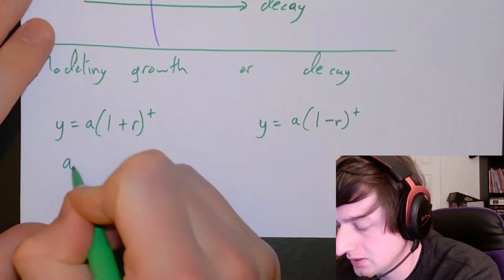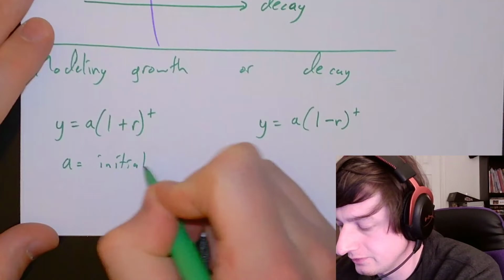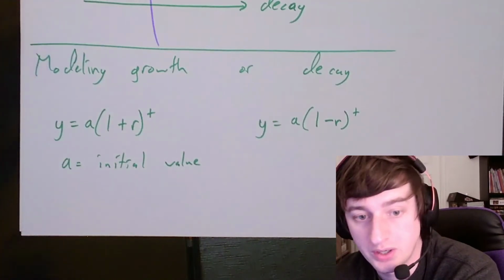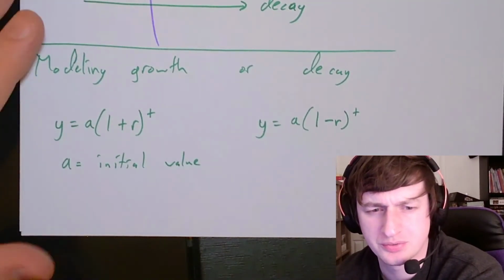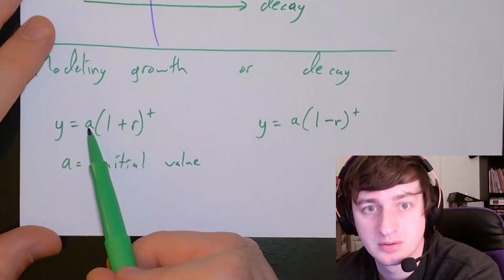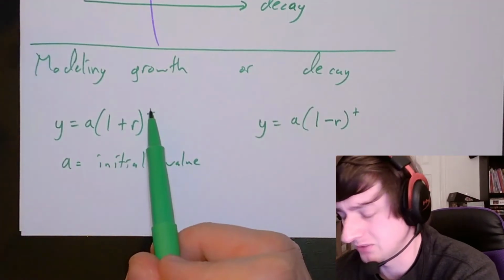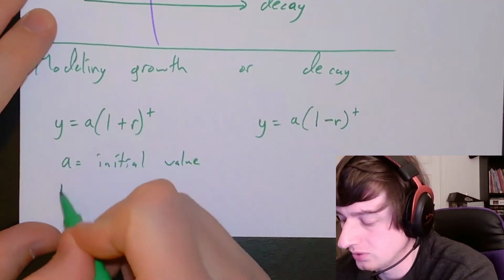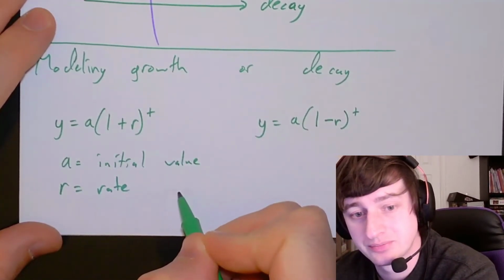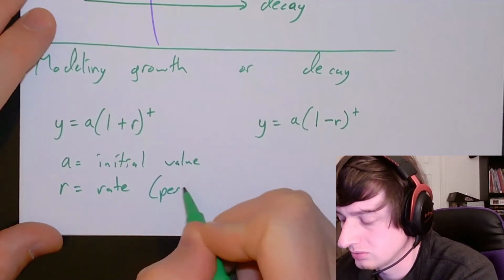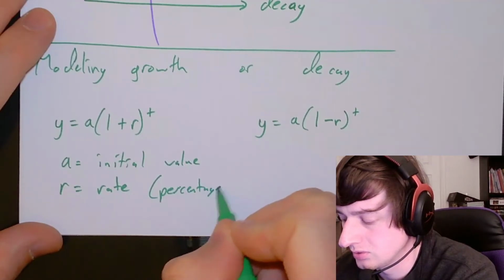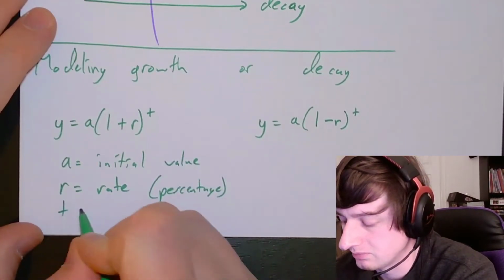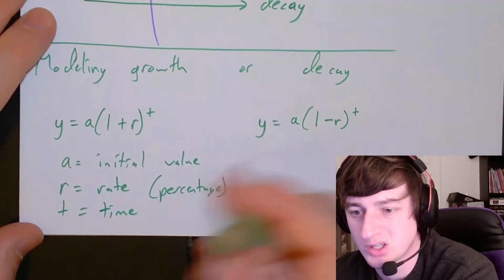Okay, some notes. A is the initial value. So if you started with $1,000 and you had a rate of 0.01, which would be not amazing, but also not awful, you'd put 1,000 here, put 0.01 here, and then how many years down the line do you want to check? That would be the time. R is the rate, it's going to be a percentage. If it's negative, you put it in this number and it's decreasing. And t is just time. It's going to be a whole integer number.